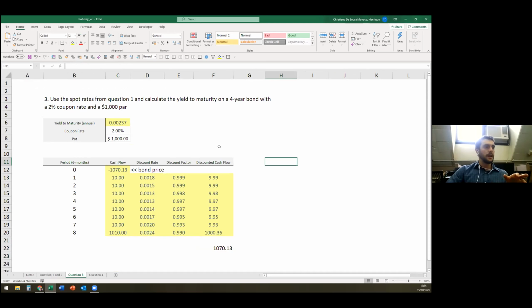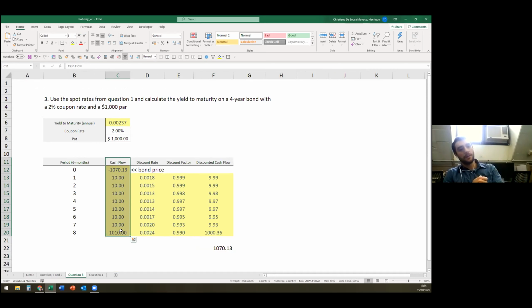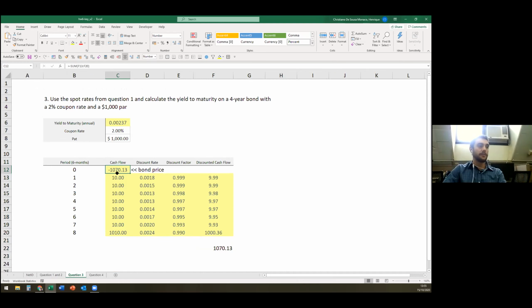Anyway, it's just the internal rate of return formula on the cash flows, right? So think of the cash flows as your pocket. On the very first period, you're paying the price of that bond. That's why it's a negative. Here are some of those cash flows. So you're paying that for the bond. So you have cash outflows, and then from period 1 to 8, you have cash inflows.